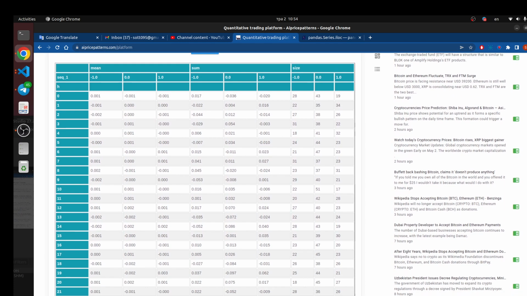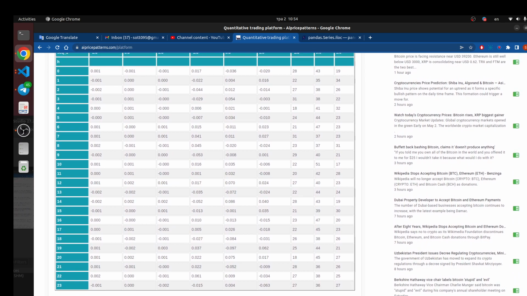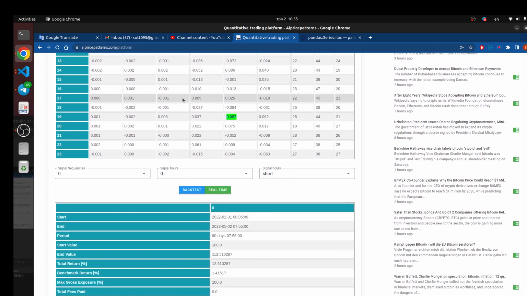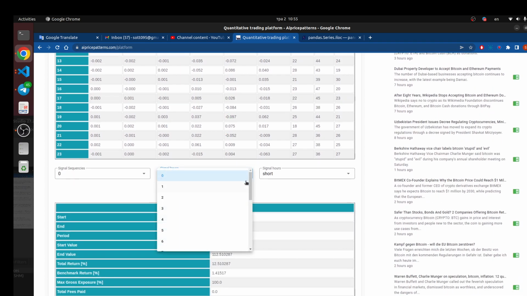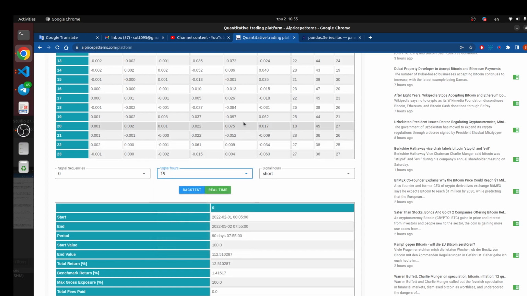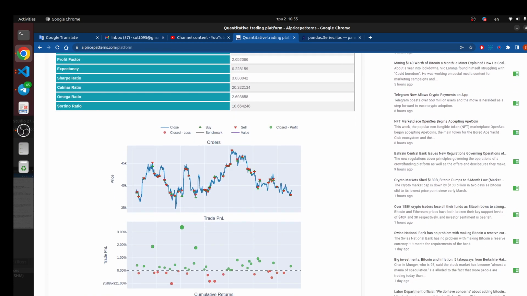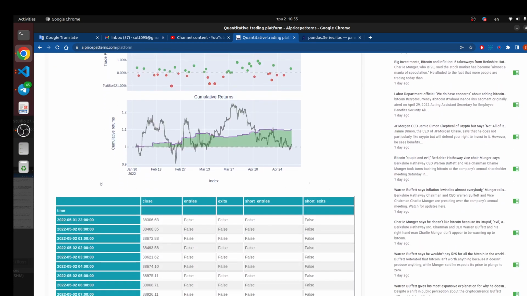Also, let's find another big relationship. For example, on this one, 19 hours for sequences 0. Okay, and we need to select this one and 19, and also we should short this position. Okay, let's do backtesting to understand this data, and you see it's working also.